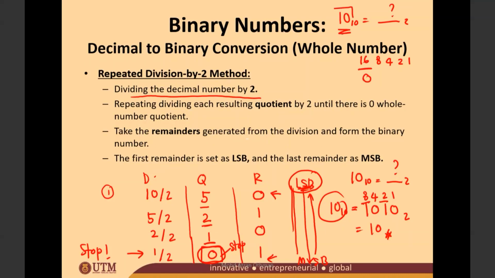Okay, so macam mana nak dapatkan 10 ni? Okay, kalau kamu tengok daripada dia punya weightage ni. Okay, kamu tengok 8, 4, 2, 1. Yang mana nak kena tambah? 8 tambah 2 sama dengan 10. So what you need to do? You need to put 1 lah. Dekat 8, 1. Dekat 2, 1. What about the rest? Yang lain kamu letak kosong. So terus kamu dapat base 2.